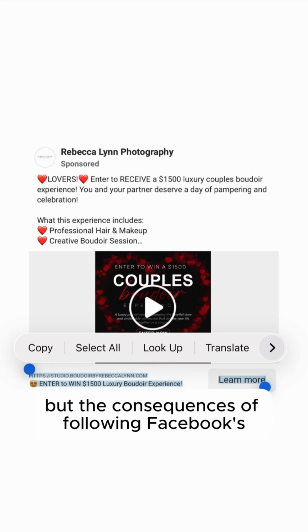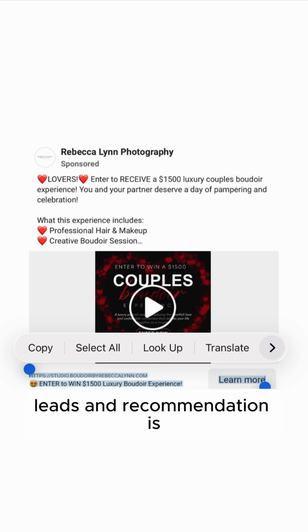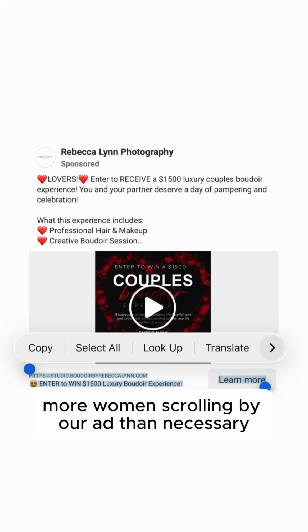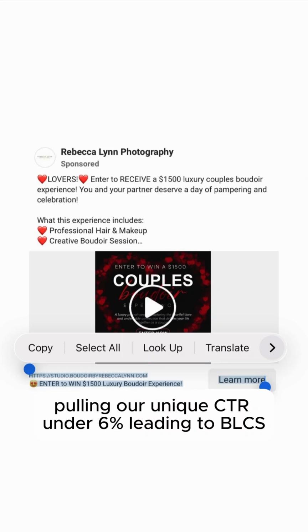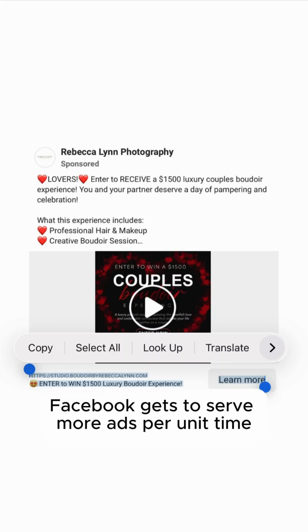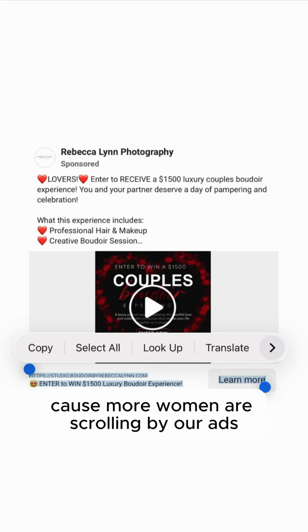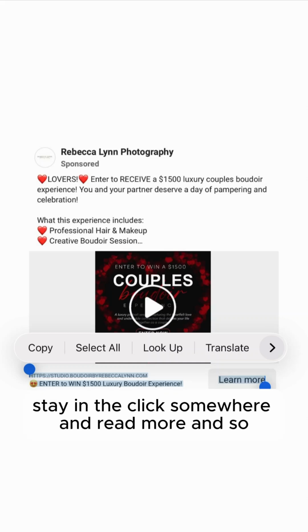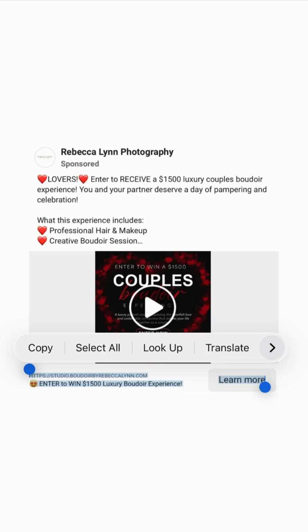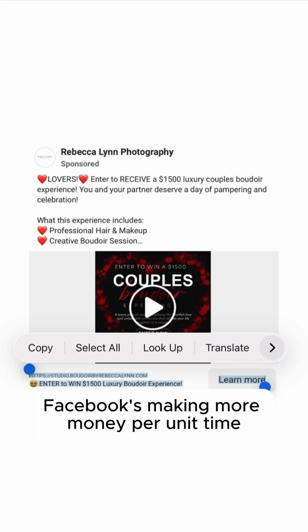But the consequences of following Facebook's leads and recommendations is more women scrolling by our ad than necessary, pulling our unique CTR under 6%, leading to BLCS. And on the flip side, Facebook gets to serve more ads per unit time because more women are scrolling by our ads per unit time, not staying to click somewhere and read more. And so Facebook's making more money per unit time. We're losing more money per unit time.